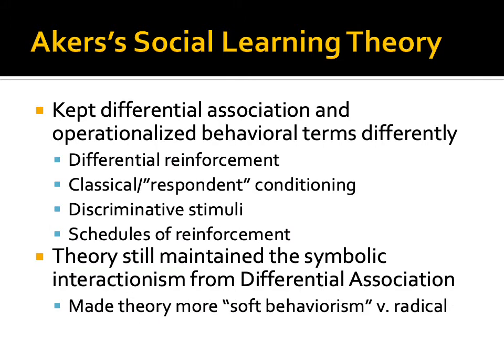So what they did was they kept differential association and operationalized the behavioral terms differently and came up with four basic variables: differential reinforcement, classic or respondent conditioning, discriminative stimuli, and schedules of reinforcement. And the theory still maintained this symbolic interaction of differential association, but it made the theory more soft behaviorism as opposed to a more radical concept. So yeah, there are these symbolic interactions. We can resist those, though, in some ways. And so it's a little softer. It took off the edges a little bit, right?